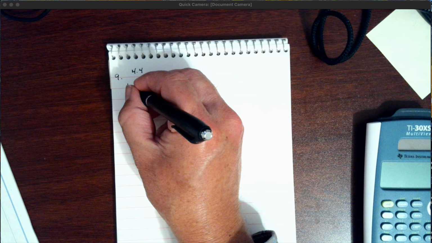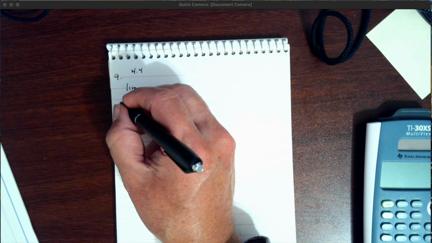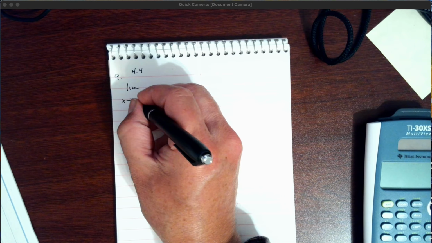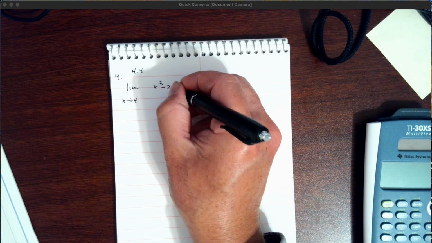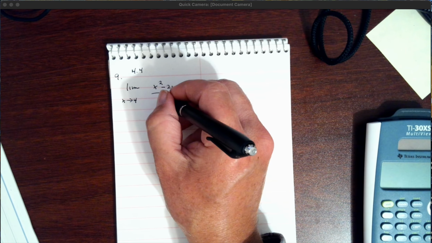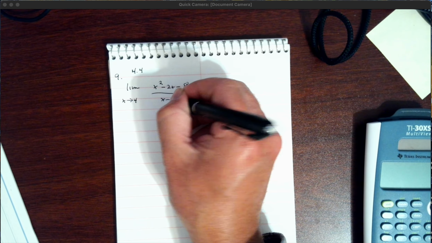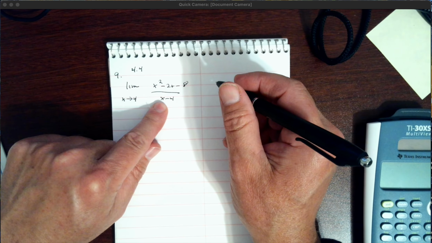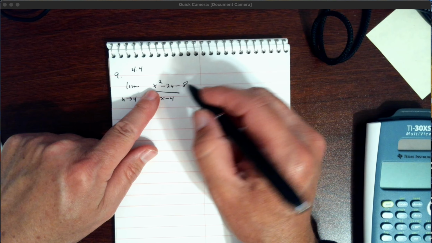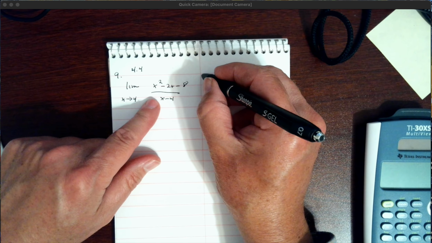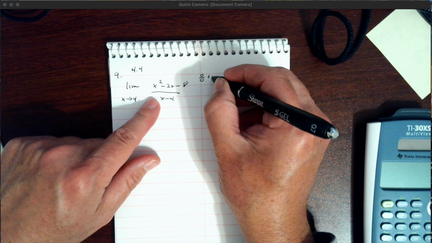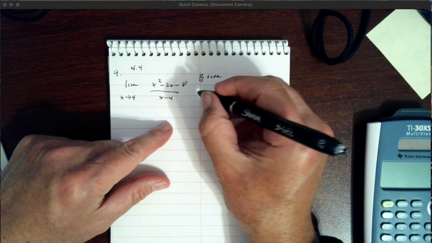All right, so we want the limit as x approaches 4 of x squared minus 2x minus 8 over x minus 4. If we plug in 4, we get 0 on the bottom. If we plug in 4, we get 16 minus 8 minus 8, you get 0 on the top. So this is a type 0 over 0, so we could use L'Hopital's rule.